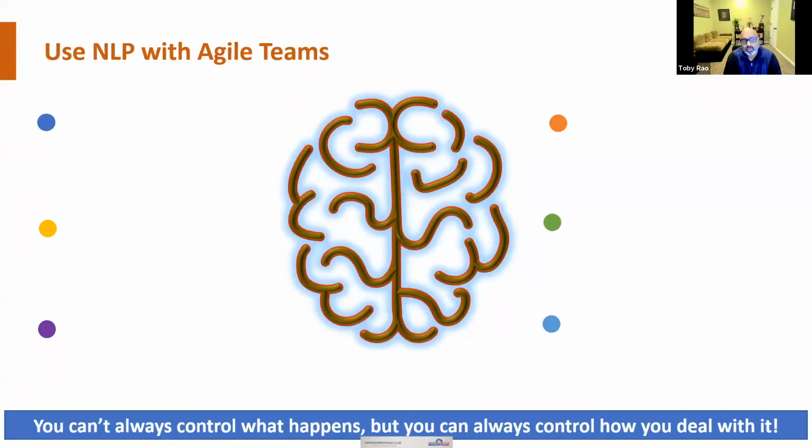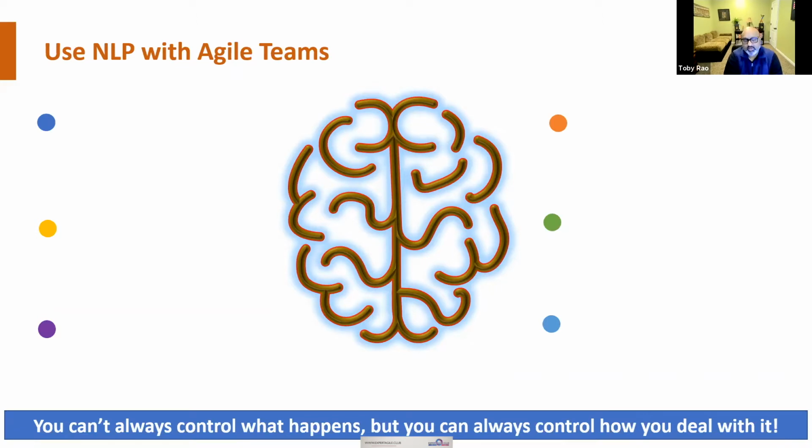So how can you use NLP with Agile teams? Now that you have understood some of the foundational concepts, the NLP communication model, we went through a couple of examples. Hopefully, that brought some meaning to you. How can you start using this with your teams? As I said in the beginning, it's a tool for identification, assessing, and changing your communication behavior.